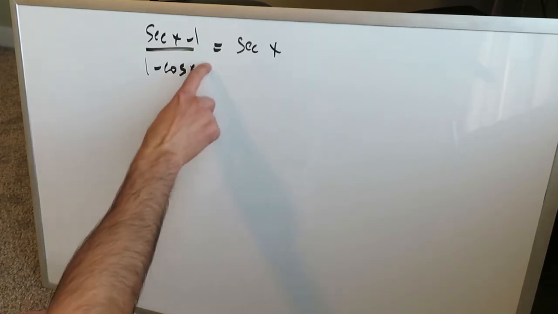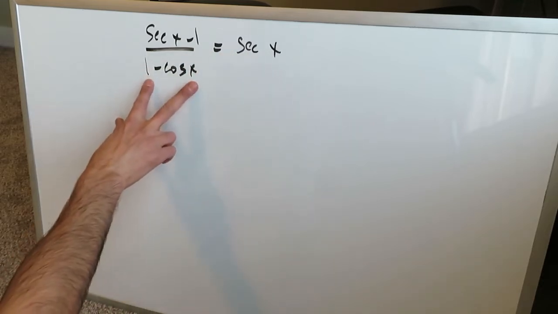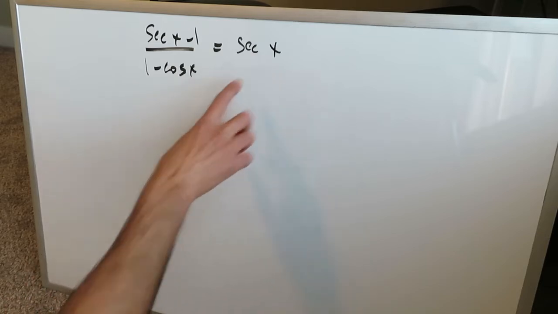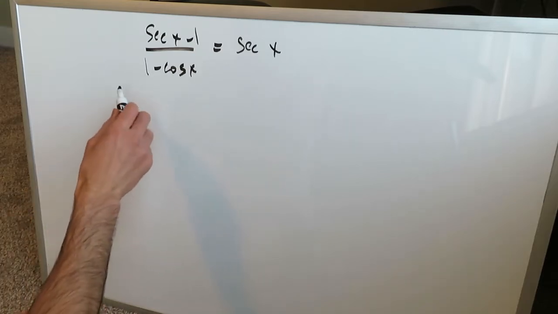Now for this one over here, it's not hard. You have to somehow show that this block here on the left is equal to that. And I think a good way to proceed would be just looking at the left side only and working with the left side and somehow making it convert into secant x.